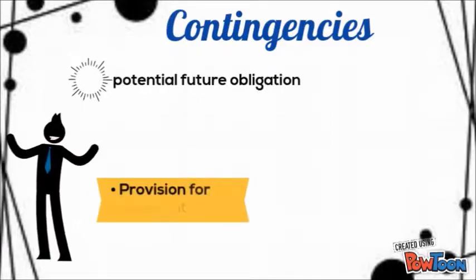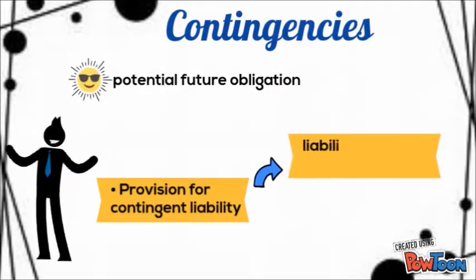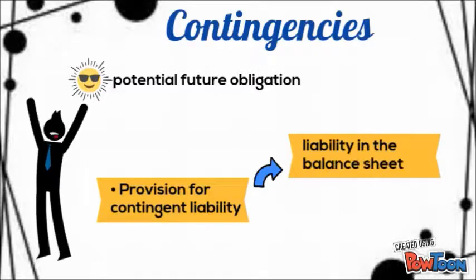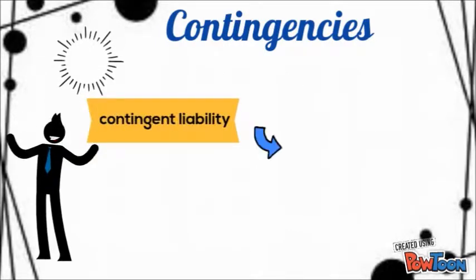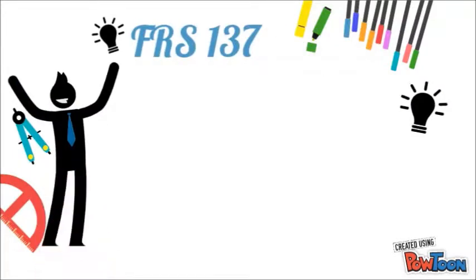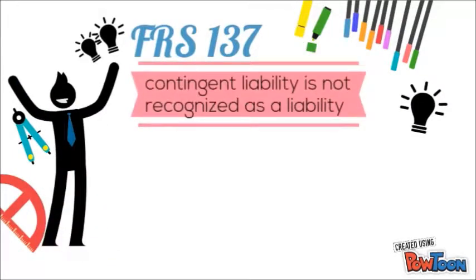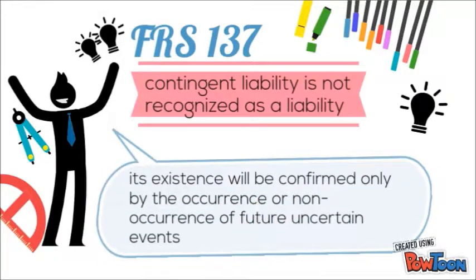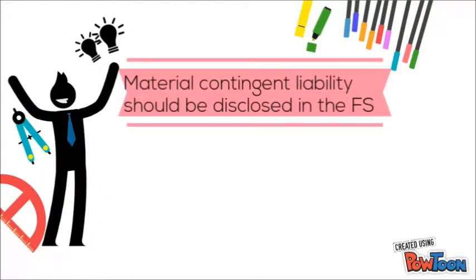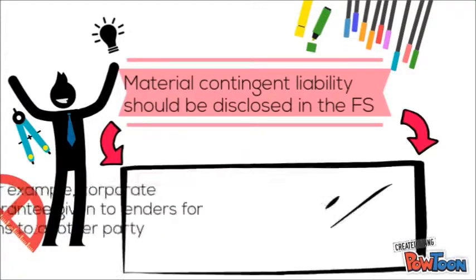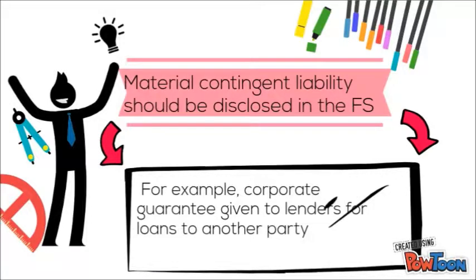A provision for a contingent liability is recognized as a liability in the balance sheet, while a contingent liability will not be recognized. FRS 137 indicates that a contingent liability is not recognized as a liability because its existence will be confirmed only by the occurrence or non-occurrence of future uncertain events. Any material contingent liability should be disclosed in the FS. For example, a corporate guarantee is given to lenders for loans to another party.